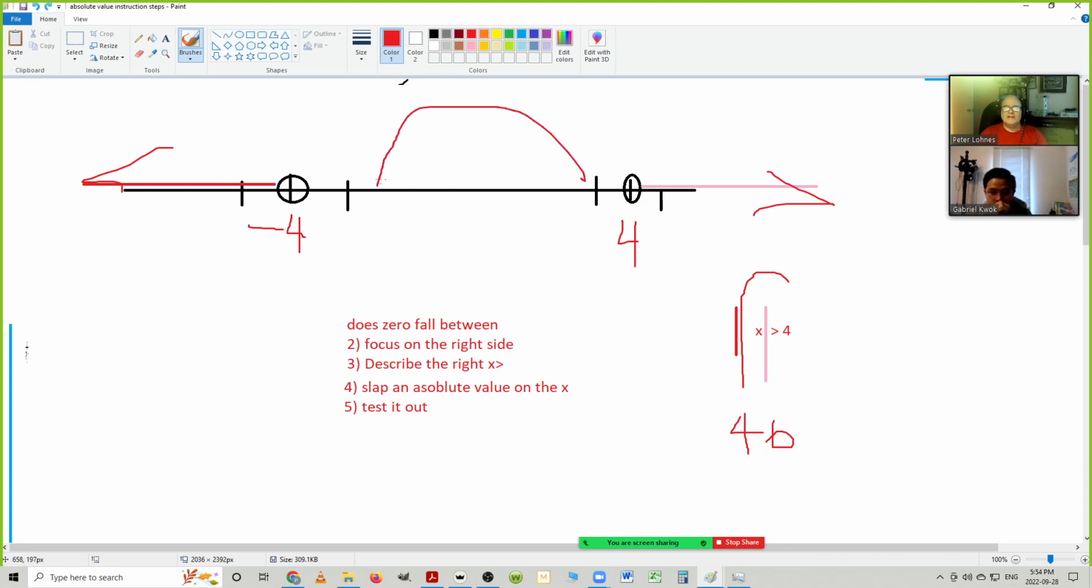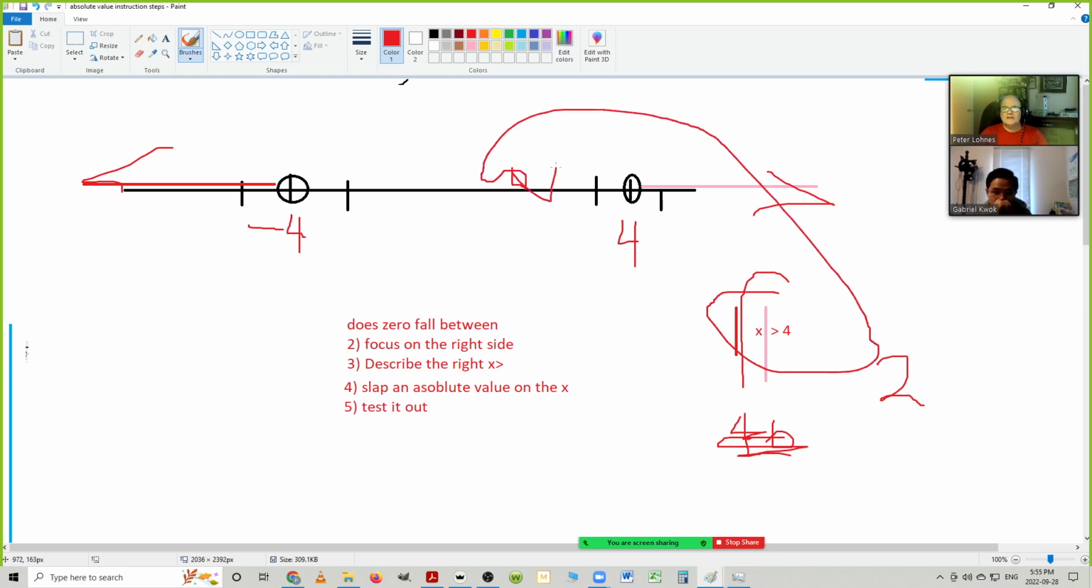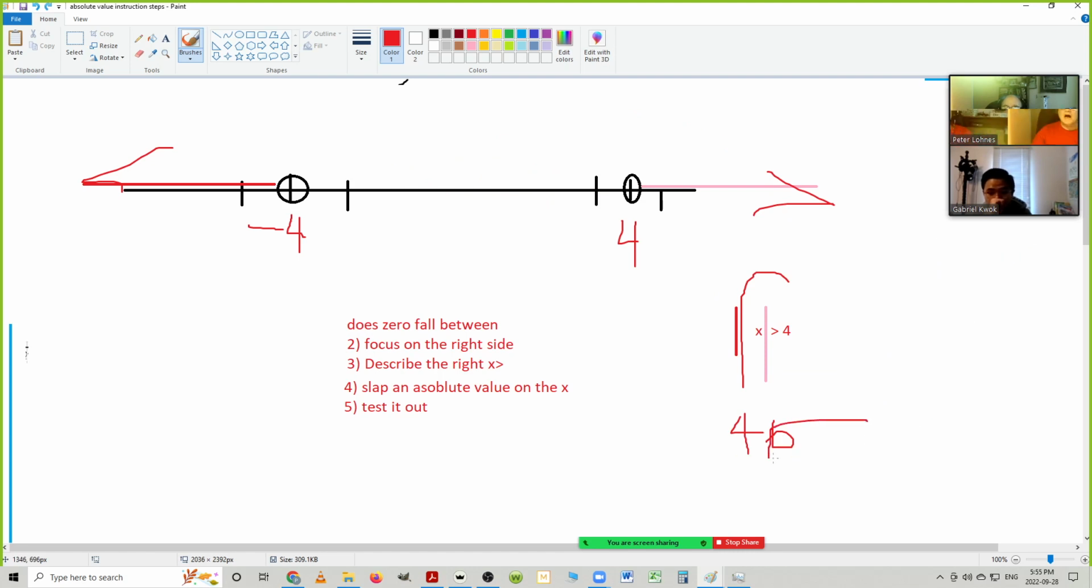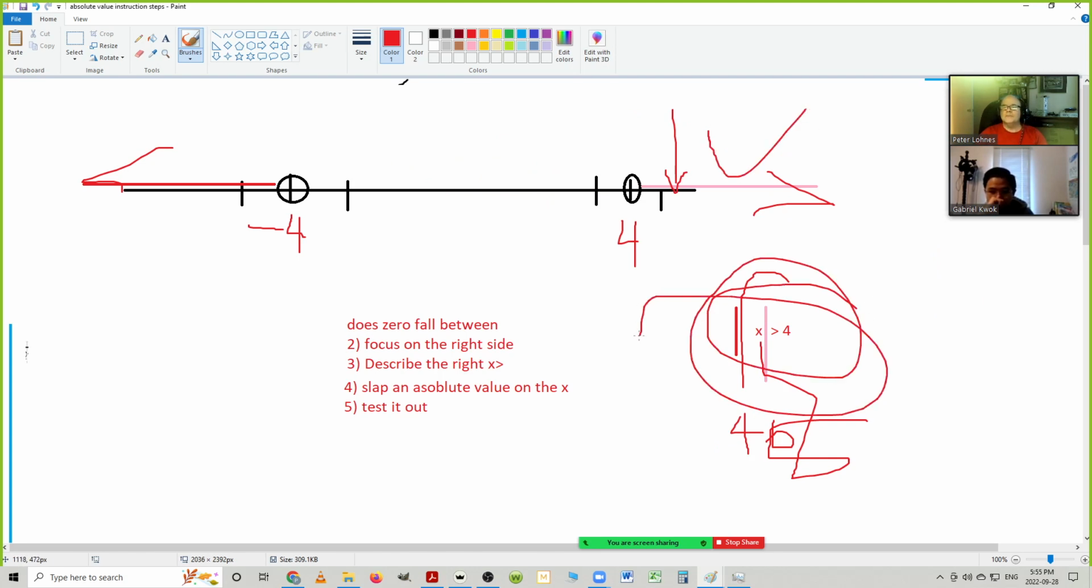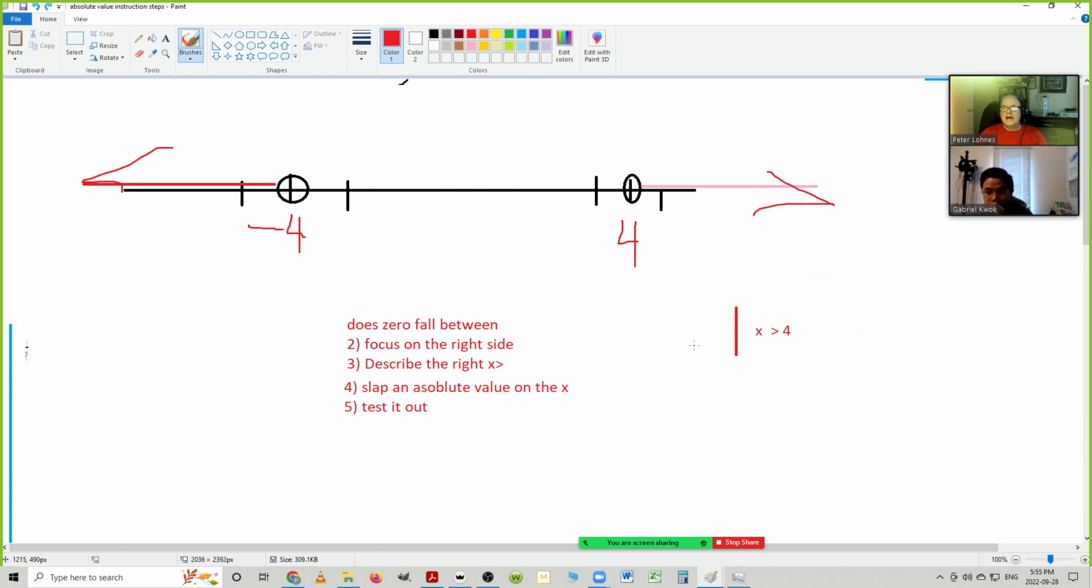Find a number between that should not work. 2. Is 2 bigger than 4? No. And it's right there, so that's why it's not on the number line. So far it still works. Then 5 is obviously bigger than 4, and it's on the red line here. So your formula appears to work.